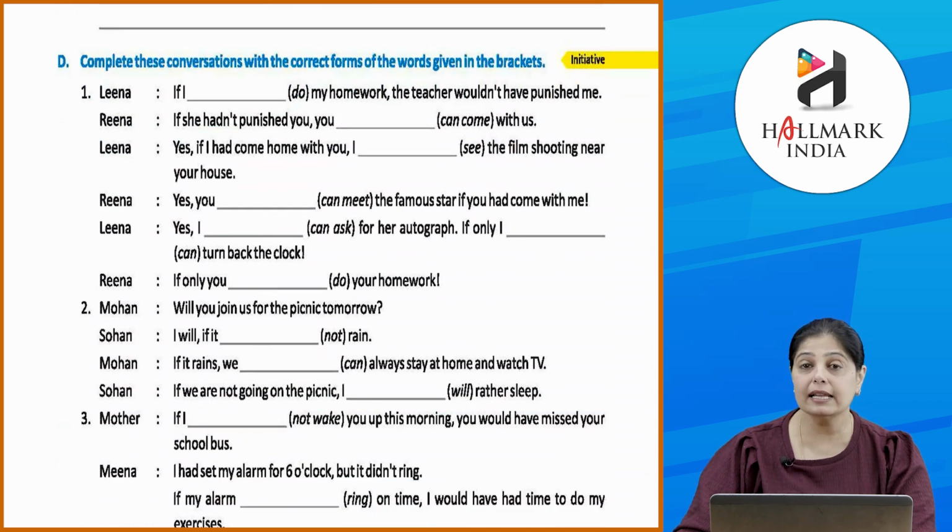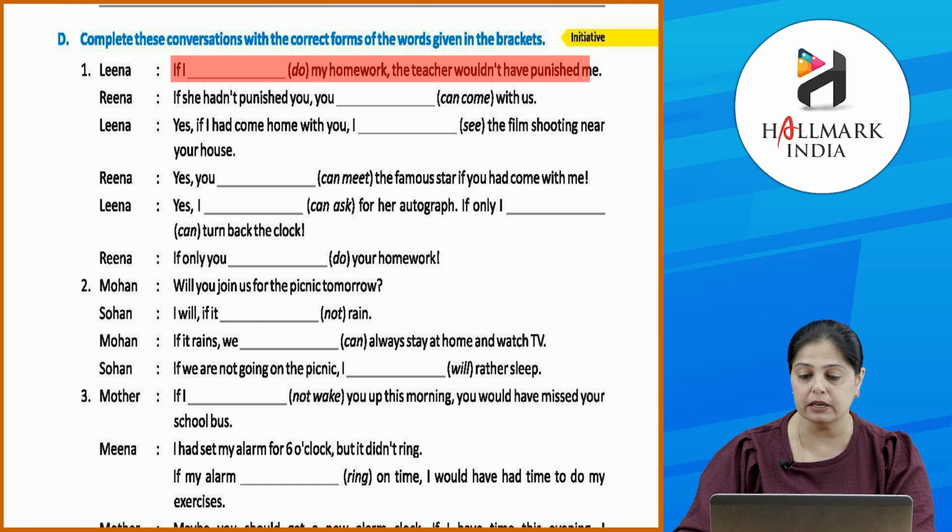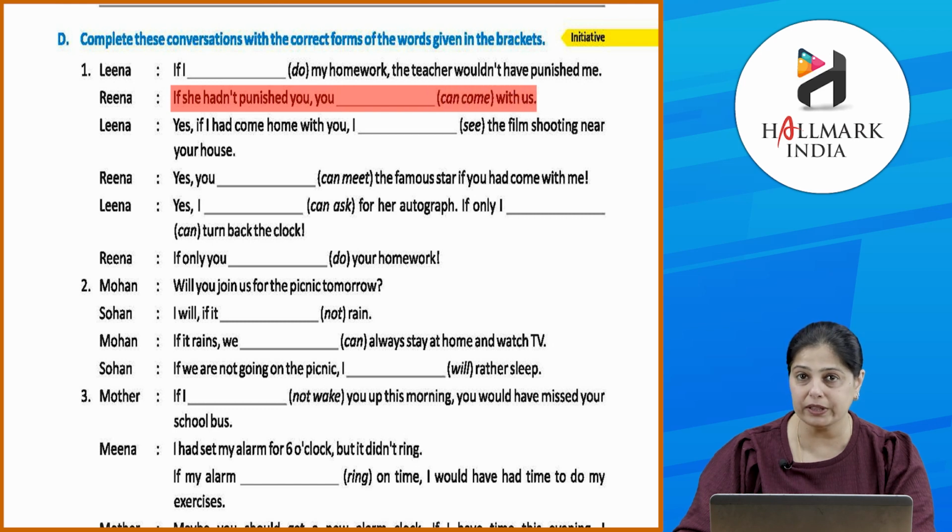Okay, now let's complete these conversations with the correct forms of the words given in the brackets. If I had done my homework, the teacher wouldn't have punished me. Reena, if she hadn't punished you, you could have come with us. Okay? So, like this, remember that you have to read one sentence, look at the words and see how it fits in there and what is the word that you can use.